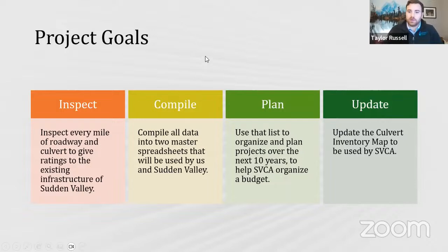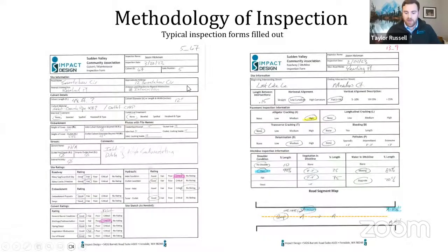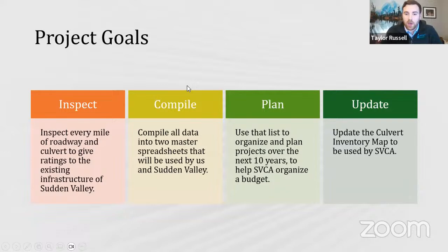And the last thing was to update the inventory map that will be used by Sun Valley and mainly the maintenance department. So this is for all the culverts in all of Sun Valley. We mapped all of them and updated a map so that it's easy to find, and you can use that along with the spreadsheet to know what condition every culvert's in and where every single culvert is here in Sun Valley.